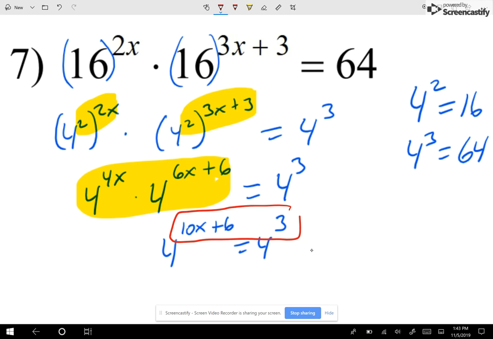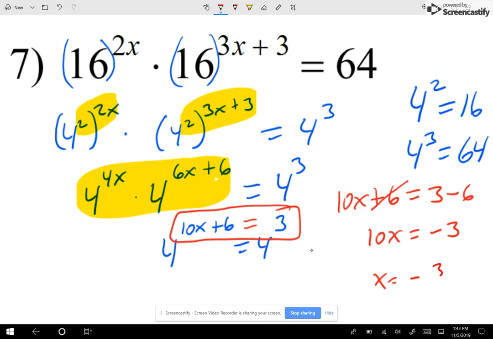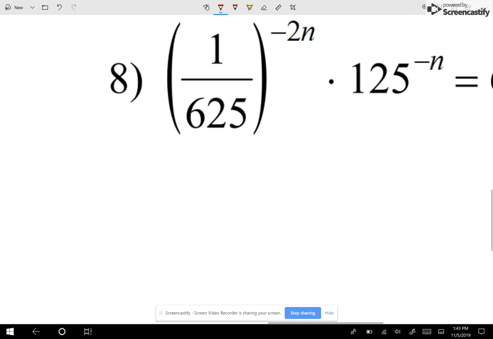Now I'm just going to let my exponents equal each other. So I have that 10x plus 6 is equal to 3. Let me subtract 6. 10x equals negative 3. So x must be negative 3 over 10. Let's take a look at my example number 8.